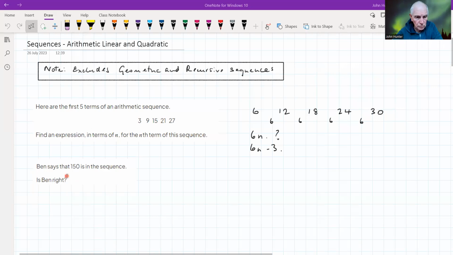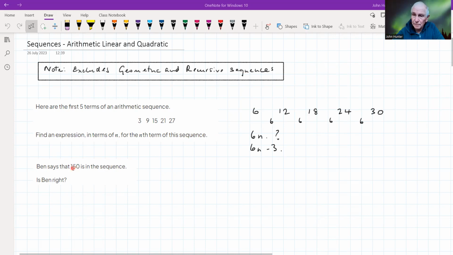This particular question goes on to ask a supplementary question. Ben says that 150 is in the sequence. Is Ben right? Well, we don't really want to keep writing these down and see if 150 happens to fall in it. It's a little bit easier than that. If the sequence is 6n minus 3, okay, then this term must be 6n minus 3 for some value of n. So 6n minus 3 is going to be equal to 153.